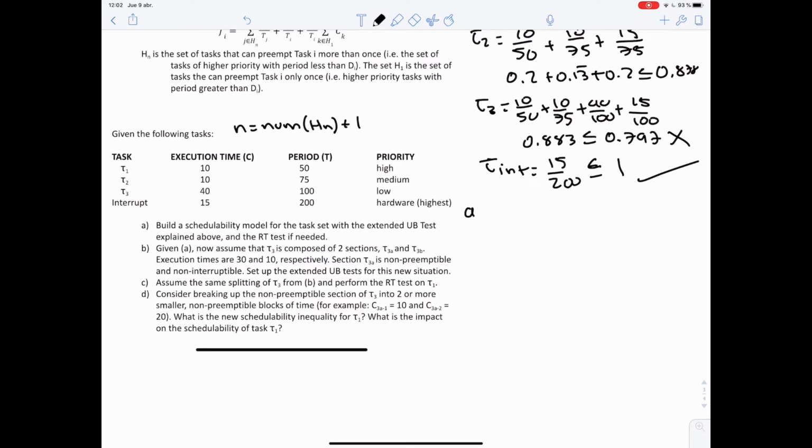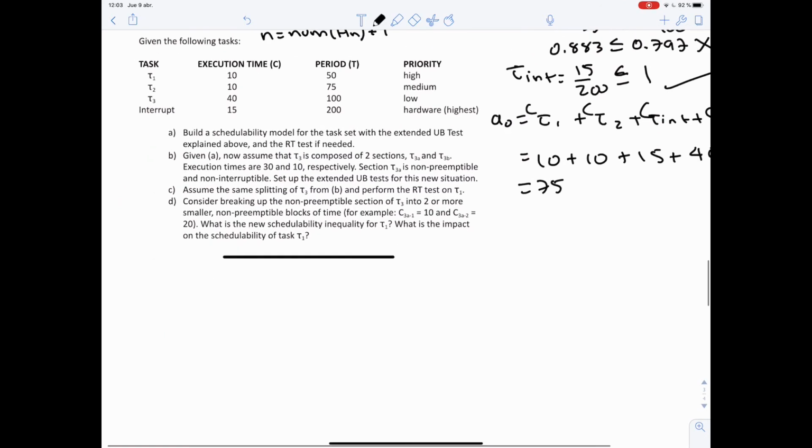So we're going to start with A0. And for A0, we have 3 tasks that have a higher priority. So we have task 1, task 2, and the interrupt. And we're going to get the costs of each, and the cost of itself. So we're going to have 10 plus 10 plus 15 plus 40. And this would be equal to 75.